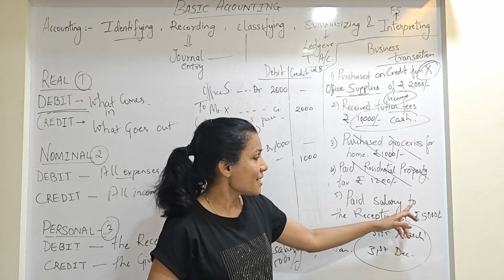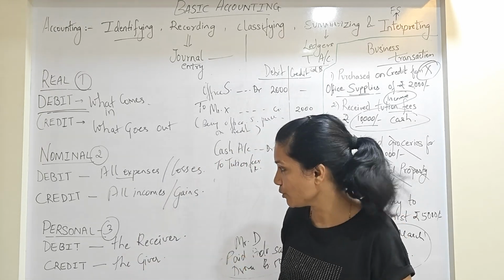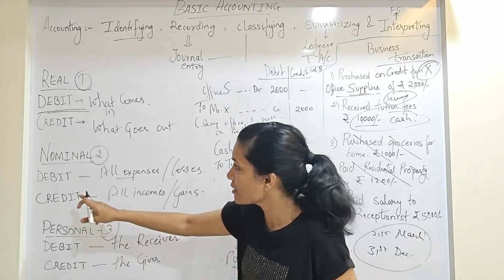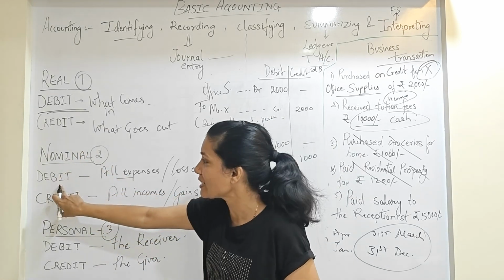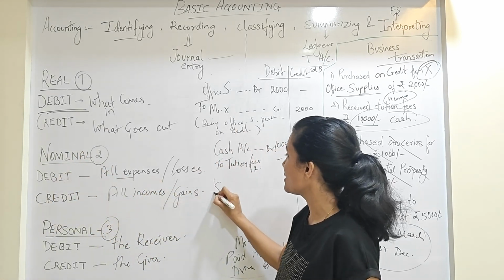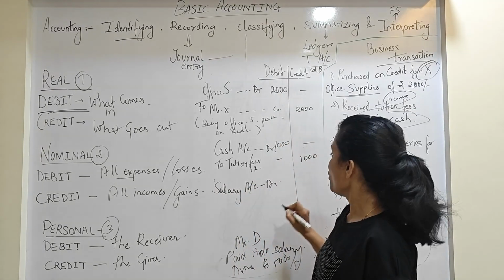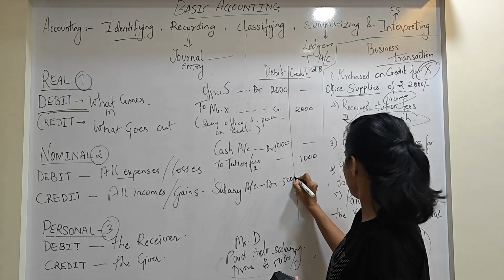Last one, paid salary to the receptionist 5,000. So salary is an expense. Paying salary is an expense. Expense becomes a nominal account. Rule says debit all expenses and losses. So salary account would be debited for rupees 5,000.